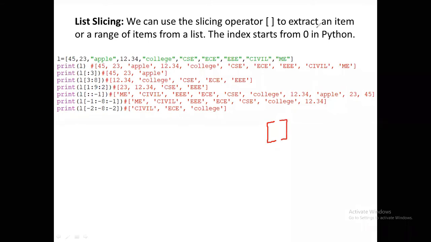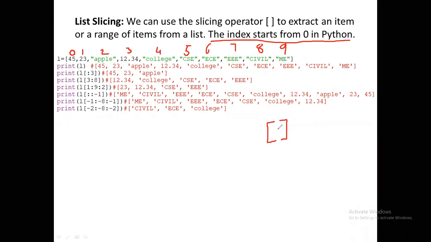It is used to extract an item or a range of items from a list. The index starts from 0 in Python. That means for 45, the index is 0. The 23 index is 1. Apple index is 2. 12.34 is 3. College 4. CSC 5. ECE 6. EEE 7. Civil 8. Mechanical 9. So these are the indexes. Now the slicing operator is nothing but these square brackets.